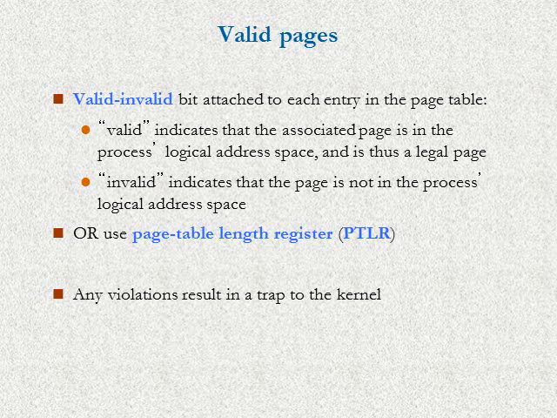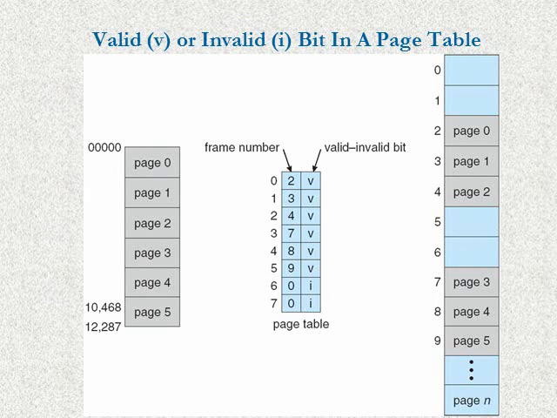And if we have any violation to this, we can generate a trap to the operating system. So over here we have an example to reflect this valid invalid bit in the page table. Here we have this column that reflects whether a particular entry in the page table is valid or not. Let's suppose we have a process that contains 6 pages and we have to map it onto the main memory. So we are using a page table that contains 8 entries.